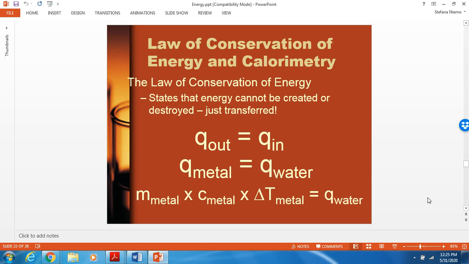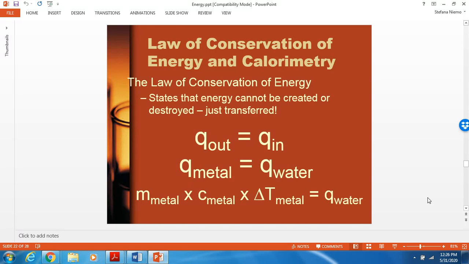Okay, so for today's information, we are going to be discussing the law of conservation of energy and how it ties to the topic of calorimetry. The law of conservation of energy is one of those laws that dictates the entire universe around us. We already learned about the law of conservation of matter that says that matter cannot be created or destroyed, only rearranged to form new things. Well, as it turns out, there's also a law of conservation of energy. The law of conservation of energy states that energy cannot be created or destroyed, only transferred.